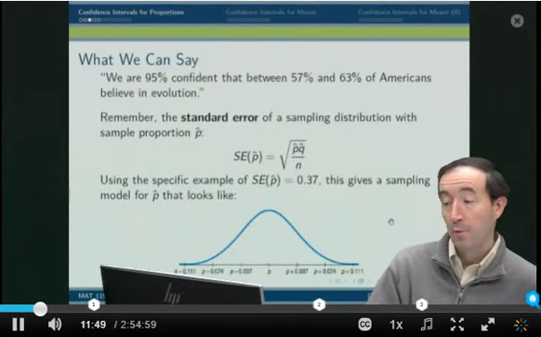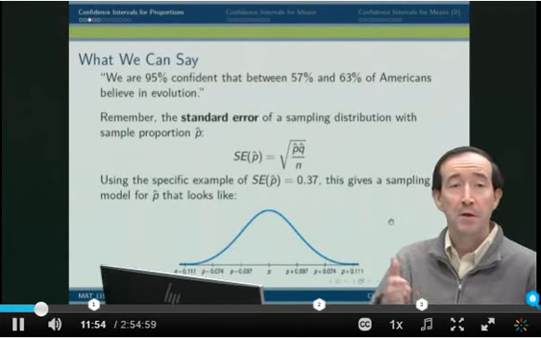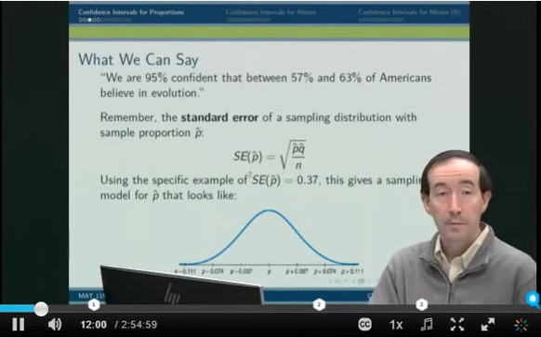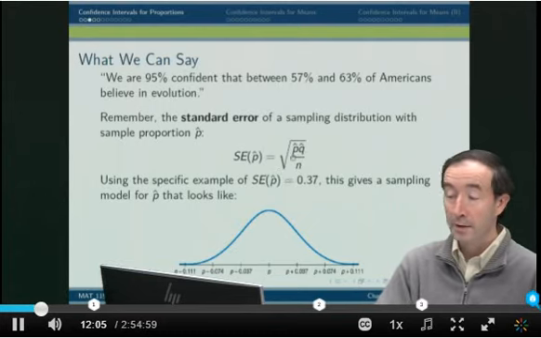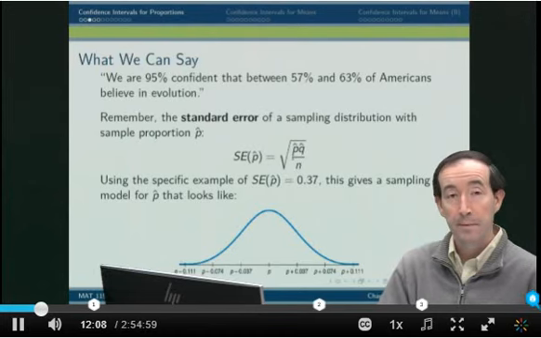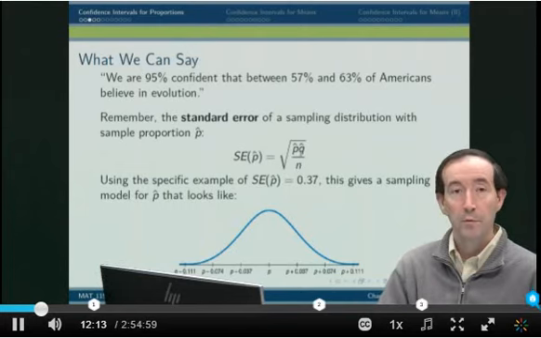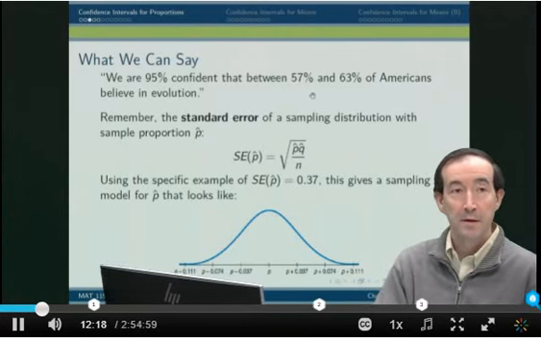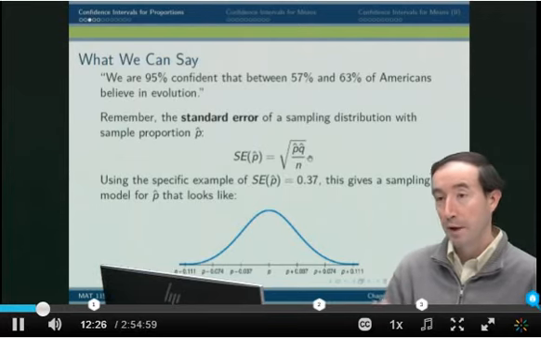Now for proportions, remember the equivalent of the standard deviation for the sample proportion is the standard error, which is calculated as the square root of p hat times q hat over n. P hat is the success rate or support rate if you'd like, and q hat is its complement. It's the failure rate or the opposition rate. So if I have 60% who say they do believe in evolution, then I'd have 0.6 for my p hat and 0.4 for my q hat. 60% do, 40% do not.